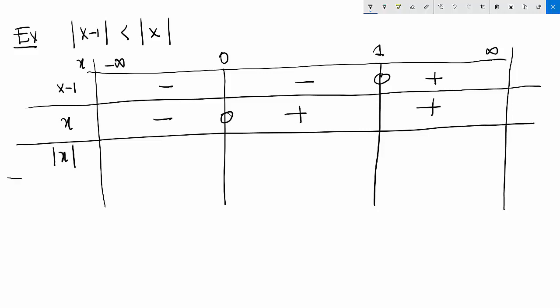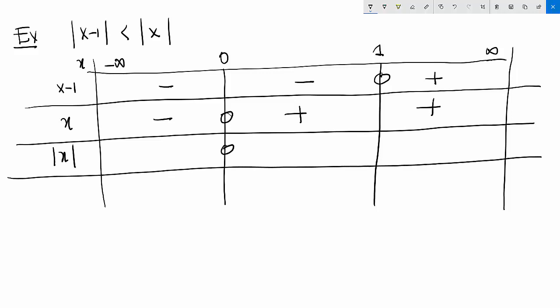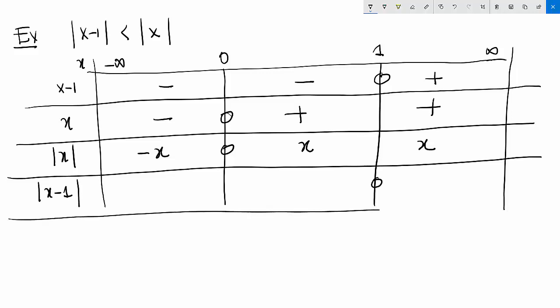Now the absolute value of x is going to be 0, of course, when x is 0. It's going to be the opposite of x when x is negative, and it's going to be equal to x whenever x is positive. And the absolute value of x minus 1 is going to be 0 when x is 1, and is going to be equal to the opposite of x minus 1 when x minus 1 is negative. So in this interval here, we should get negative x plus 1. Here, we should also get negative x plus 1. And then here, we should get just x minus 1. So, there are 3 cases to look at here, right?